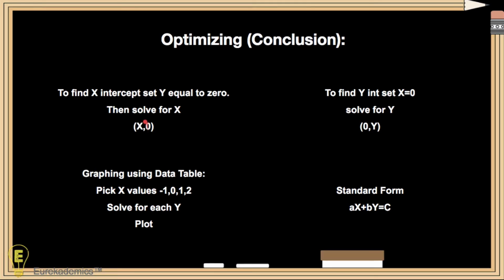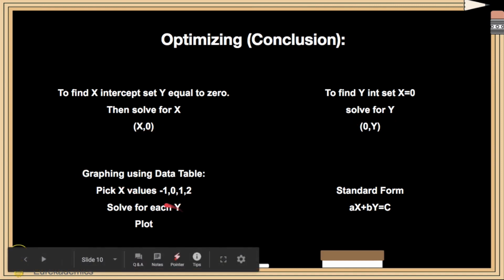All right, here's a recap. To find an x-intercept, set y equal to 0 and solve for x. And then don't forget to report it as a coordinate. So when you solve for x and you get x is 3, you've got to tell me (3, 0). Same thing for the y. You set x to 0, solve for y, and report it as a coordinate.